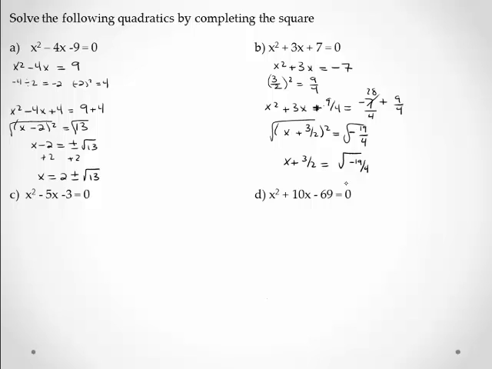When I take the square root of both sides, I'm going to see that I created a problem that isn't going to work. I can't take the square root of a negative, so I'm going to have no solutions. Should make that no real solutions.